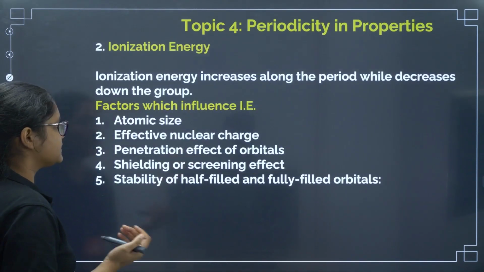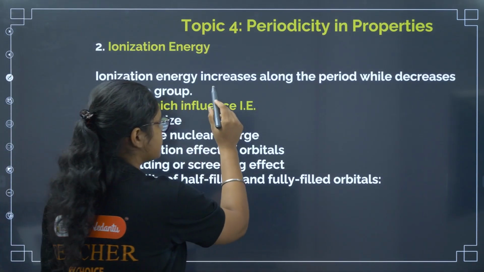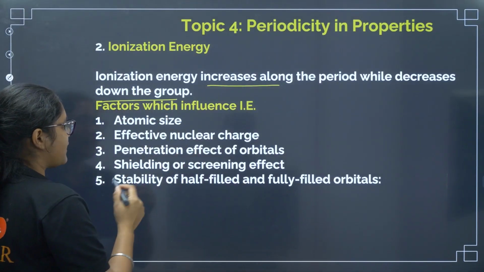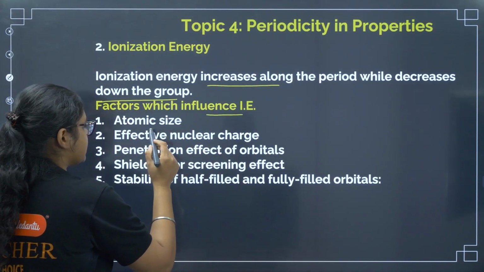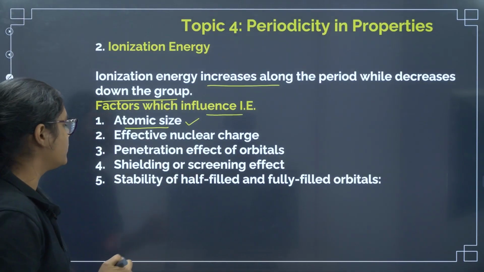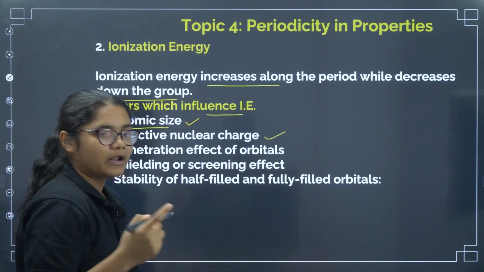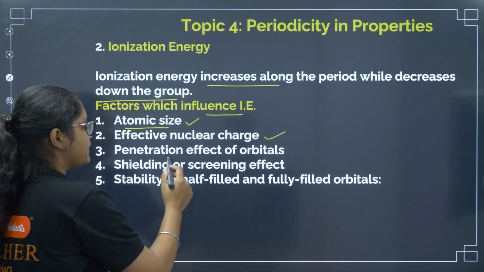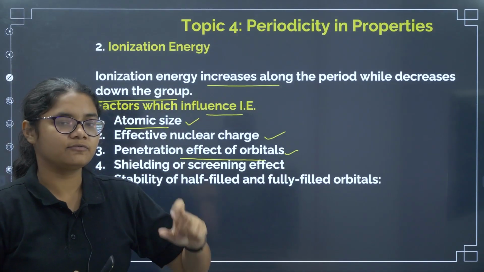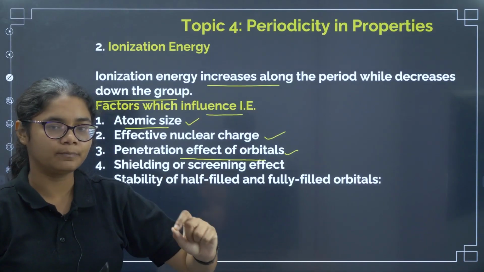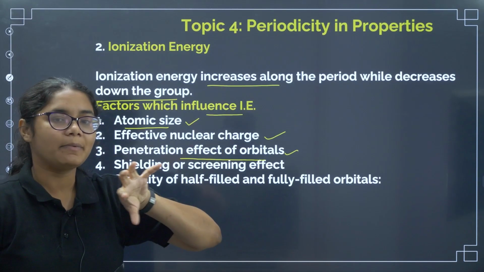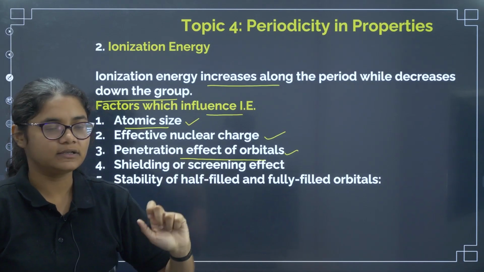Now coming to ionization energy. So ionization energy increases along the period and decreases down the group. Now what are the factors on which the ionization energy depends? Atomic size. If the size is small, ionization energy will be more. If effective nuclear charge is more, ionization energy will be more. Penetration effect of the orbitals. So s orbitals are more inside towards the nucleus. So if you want to remove the electron from 2s and 2p, more energy will be required to remove it from 2s because they are more penetrated towards the nucleus.